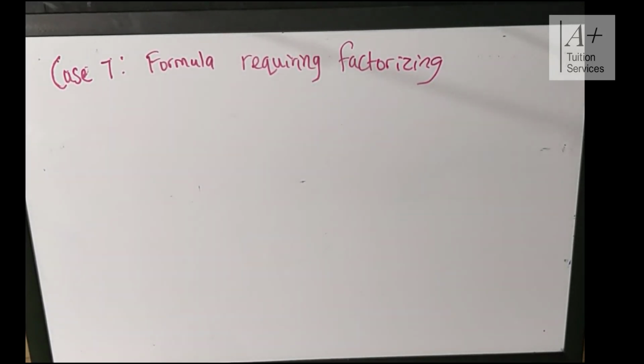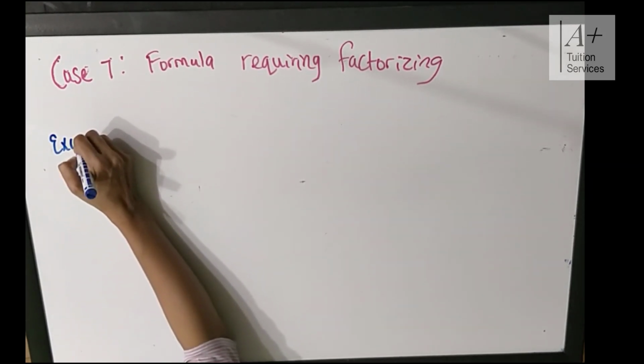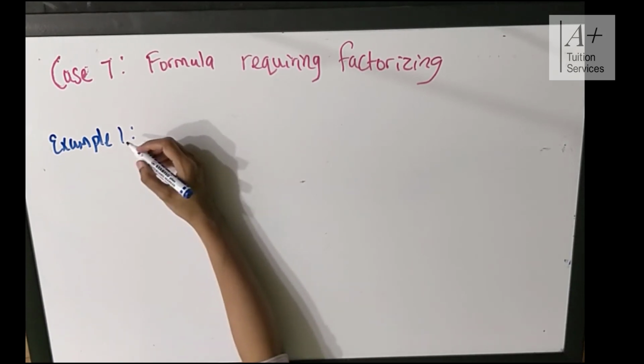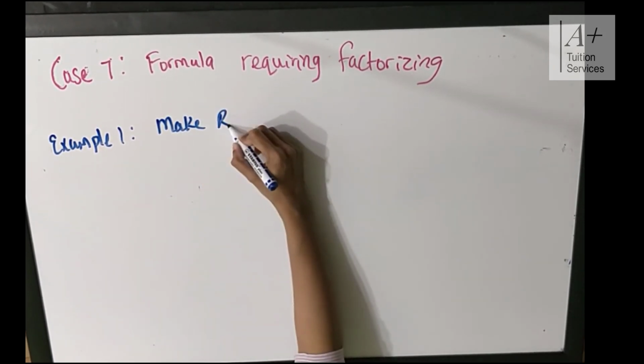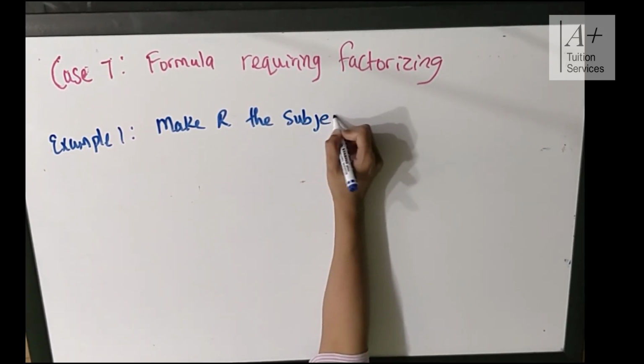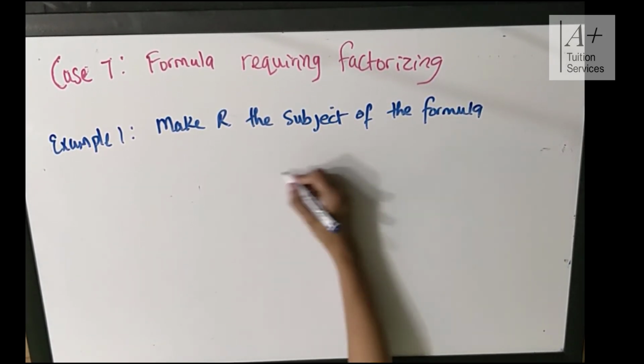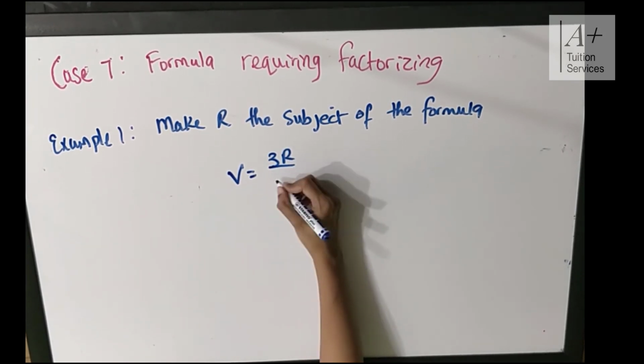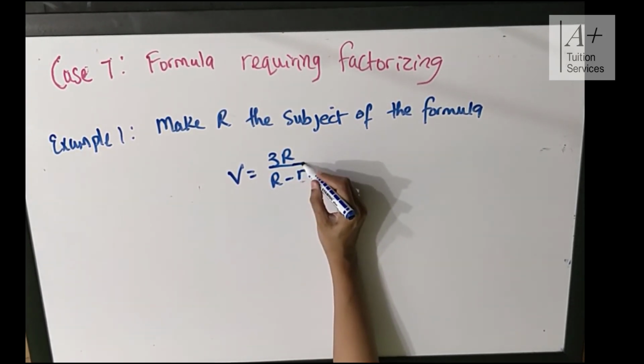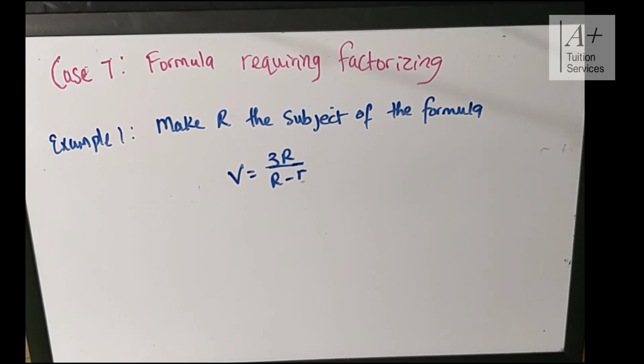Okay, so we have, for example, example 1: make R the subject of the formula V is equal to 3R over R minus r. And we have a lot of capital R's in one formula, but it's easy, we just need to factorize it, right? So given this situation here, V is equal to 3r over capital R minus common r.